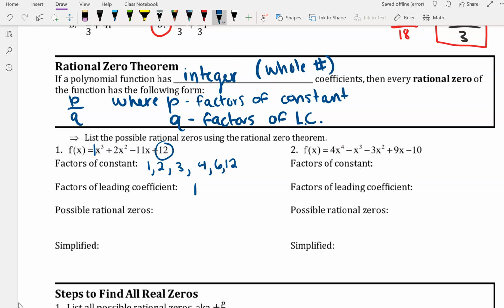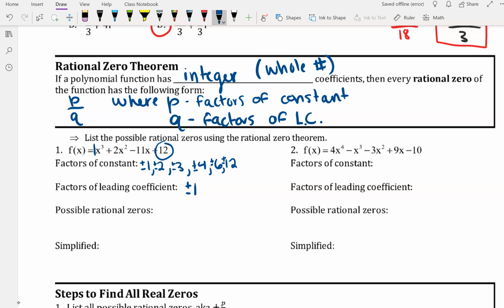Really important, though, you need to not forget that all of the opposites of these are also factors of 12. So I'm going to make sure to put a plus or minus in front of each one of these, because negative 3 is also a factor of 12, and negative 4, and negative 6. Should have left more room on that, sorry.